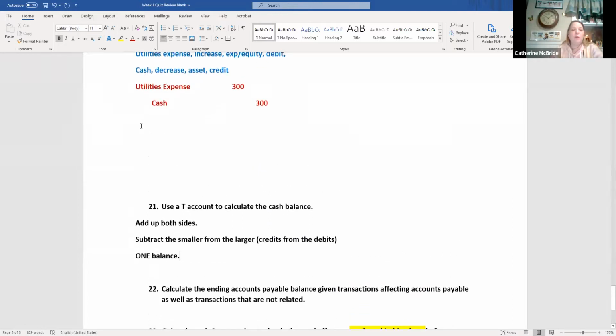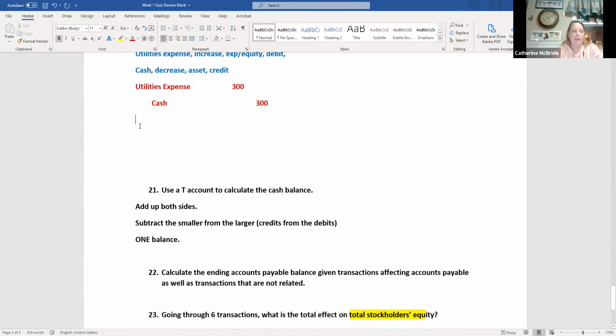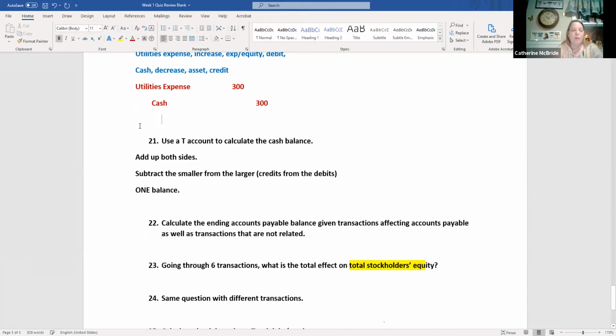You have to be able to add up a T account exactly like in the homework. Remember, you add up both sides. You subtract the smaller from the larger, and then figure out, is it a debit balance or a credit balance? And you're looking for one balance. Like when I said, how much cash do you have? Just one.